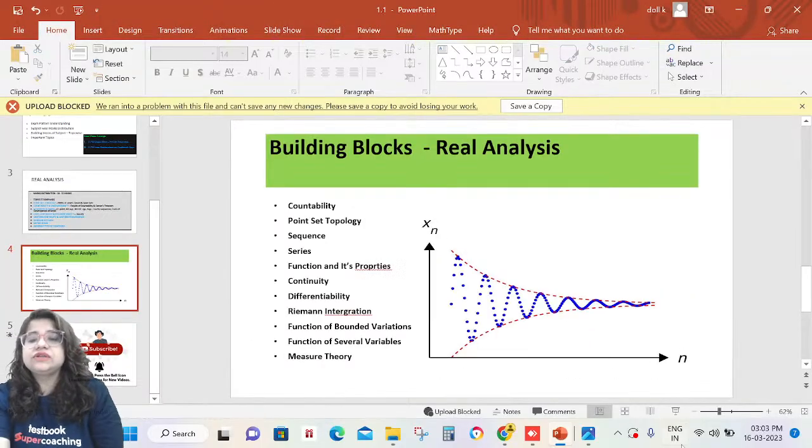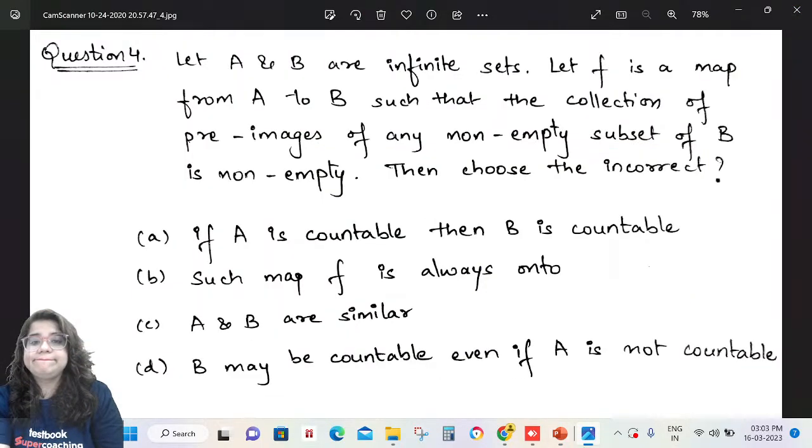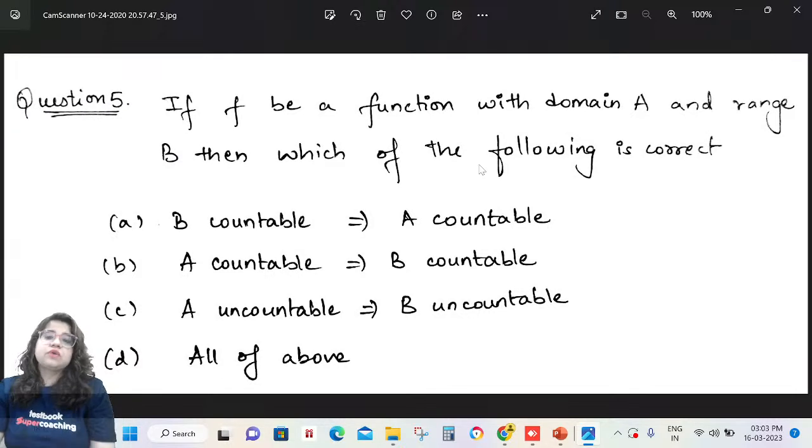Okay, let's come back to the questions we were proceeding with. Here is the next question. Please start working on the next question. Question number 5. It says f is a function with domain A and range B, right? You have to check which of the following are correct. Okay? So if the B set is countable, is A countable in that case? For sure, your image set cannot be uncountable if your A set turns out to be countable. So the first implication is true.